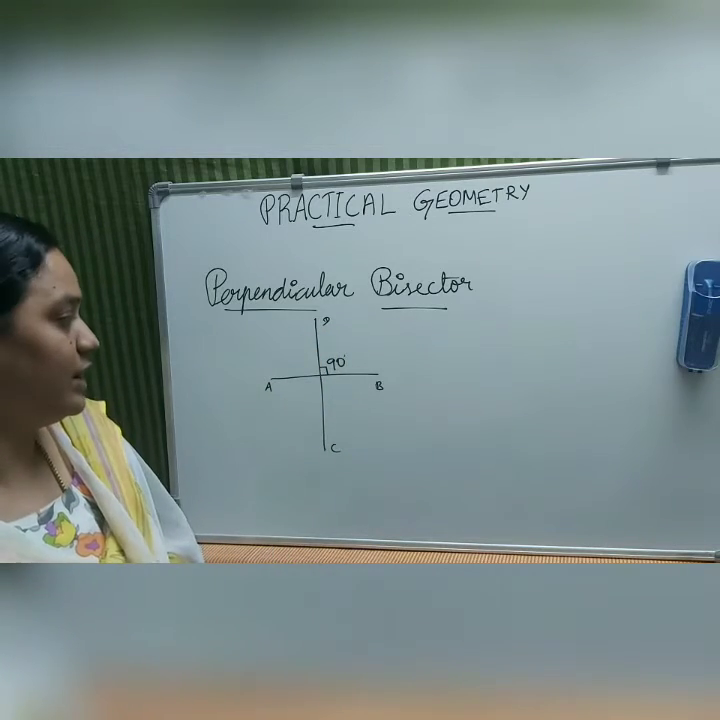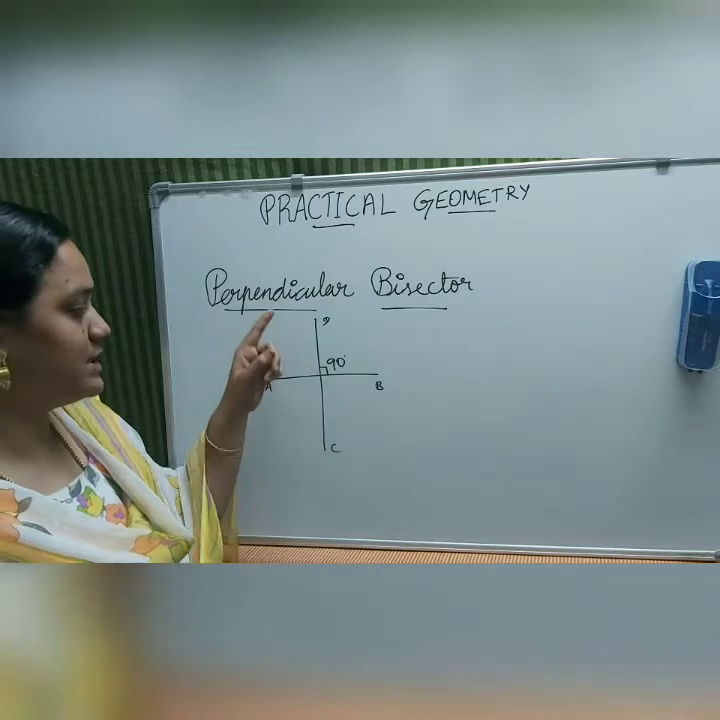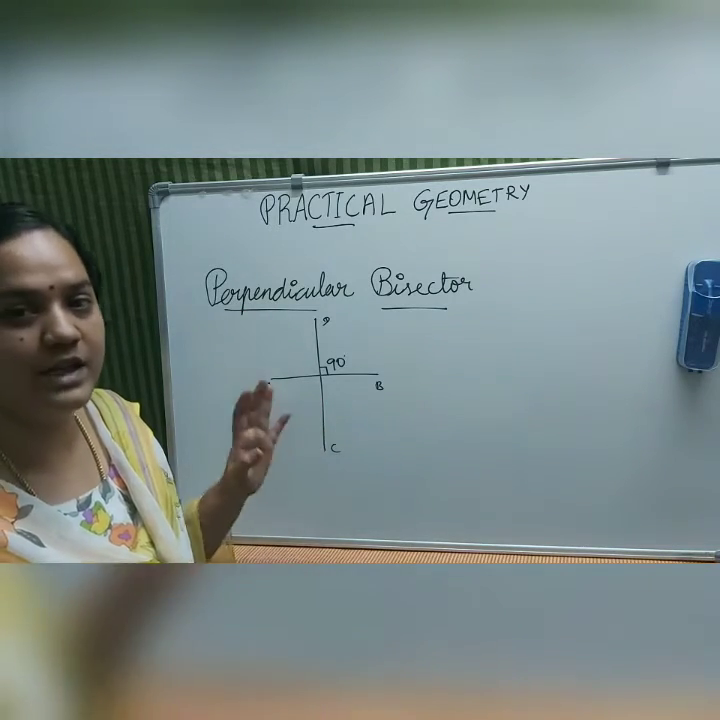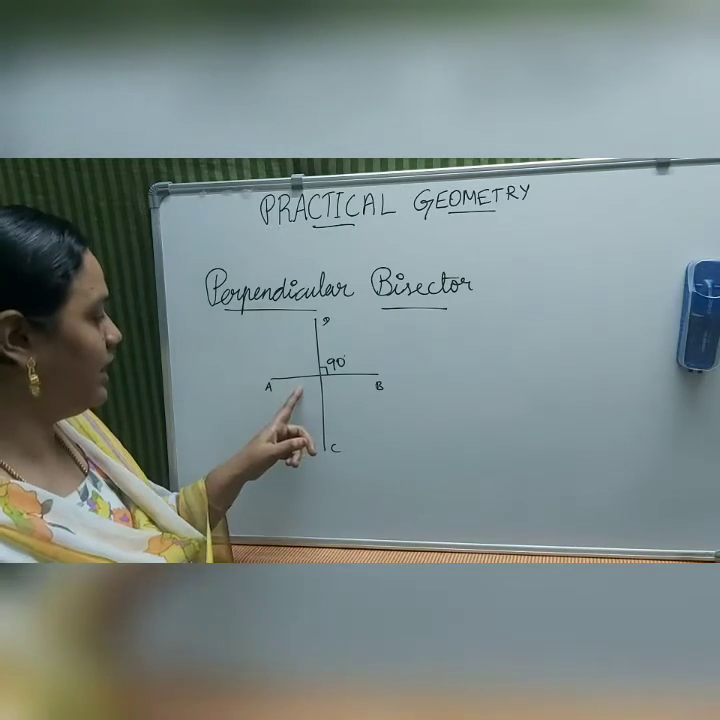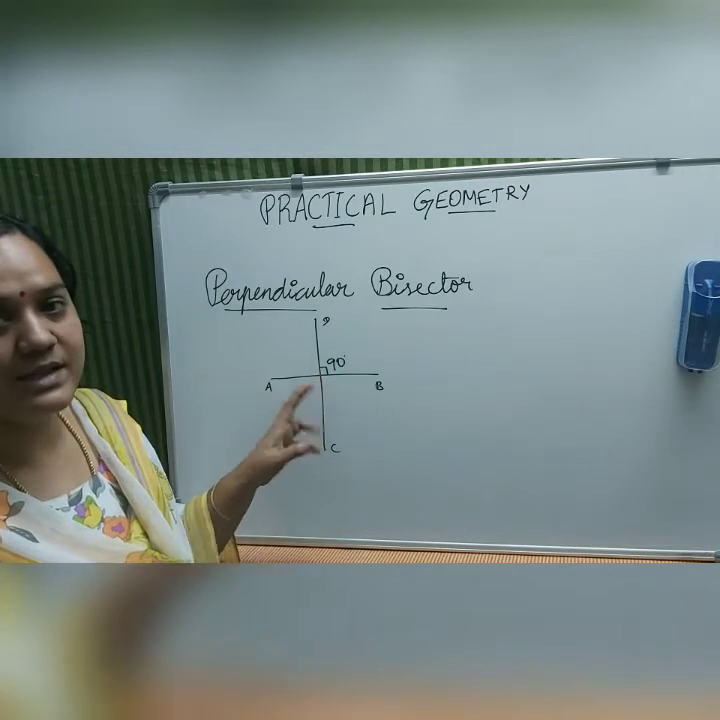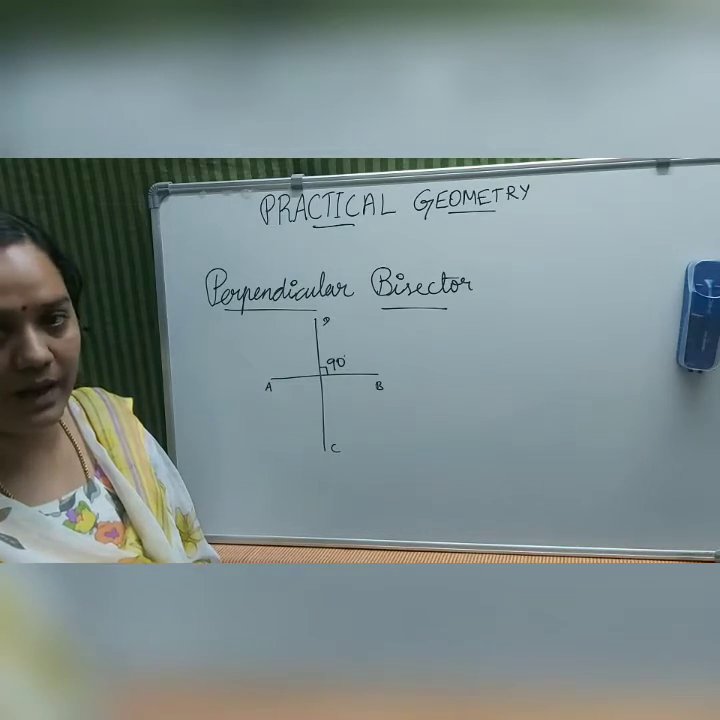If any line makes 90 degrees to the given line, it is said to be perpendicular to the given line. Is it clear? So for perpendicular lines, the angle should be 90 degrees. That is known as perpendicular lines.